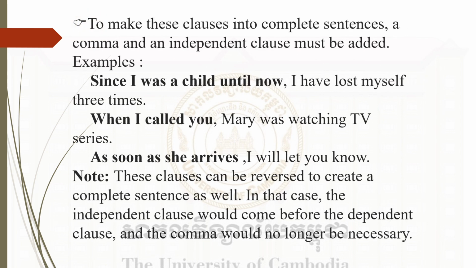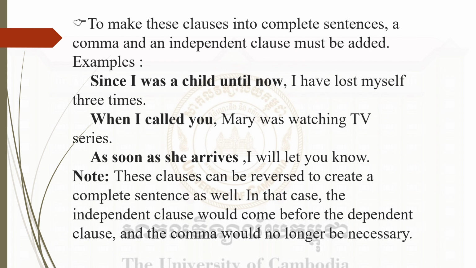And note, you can make the clauses into complete sentences by using a comma and an independent clause. For example, since I was a child until now, I have lost myself 3 times. As you can see, this sentence is an independent clause. When I call you, if we say only when I call you, it's a dependent clause. But if we say when I call you, comma, Mary was watching TV series, here is an independent clause. As soon as she arrives, I will let you know. This sentence is also an independent clause.